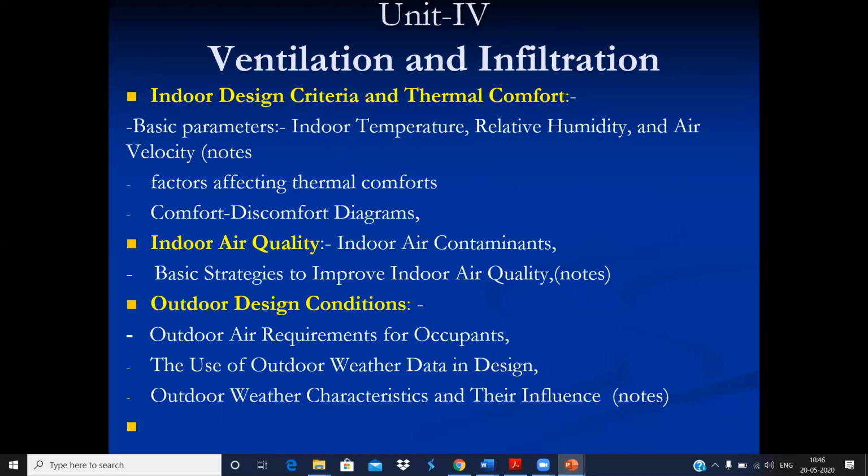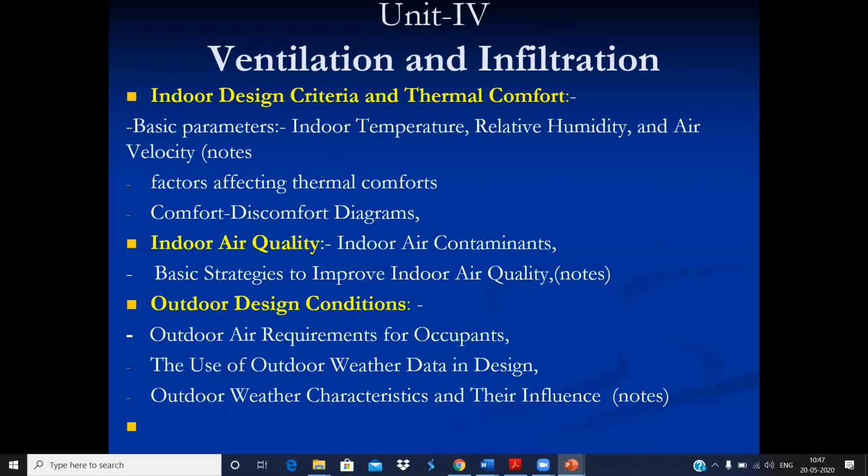Here we mainly discuss the indoor design conditions. There are 4 basic parameters which need to be controlled in air conditioning, that is temperature, relative humidity, air velocity, and purity of the air. So we are going to discuss the factors affecting thermal comfort. Then the comfort-discomfort diagram, that is the HVACR comfort chart, the modified HVACR comfort chart, we are going to discuss. Then we throw light on indoor air quality and contaminants. There are 7 types of contaminants present in the air. So how to control these contaminants and how to improve the indoor air quality, that part we will discuss.